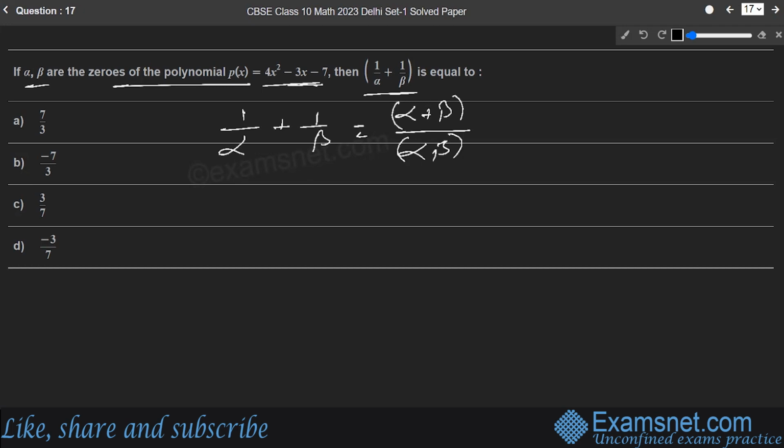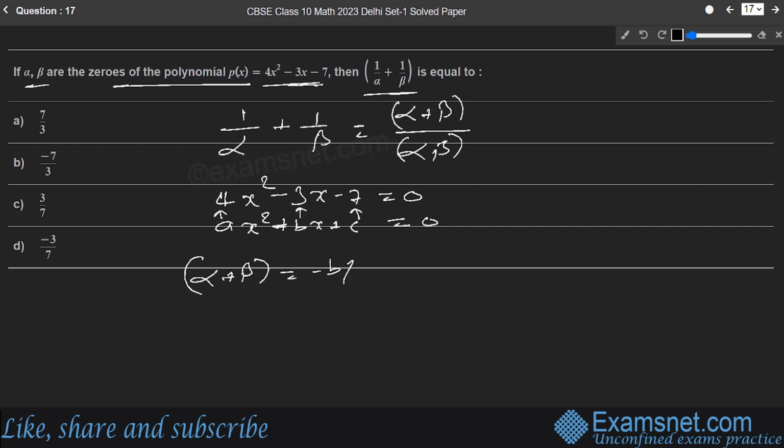So what we can do is, the polynomial is given as 4x square minus 3x minus 7 equal to 0. So let us compare this with ax square plus bx plus c equal to 0. So this gives us all the values: a is 4, b is minus 3, and c is minus 7. Now alpha beta are the roots. So the sum of roots, that is alpha plus beta, is nothing but minus b over a. And b value is minus 3, so it has to be minus of minus 3 divided by a value, which is 4. So that is nothing but 3 by 4. That is the value of alpha plus beta.